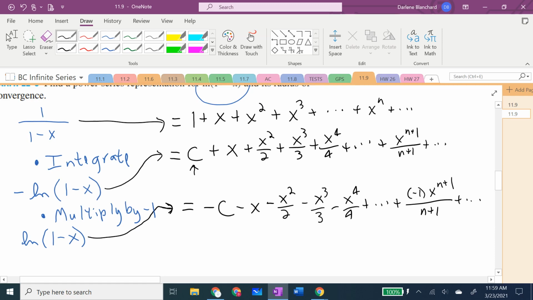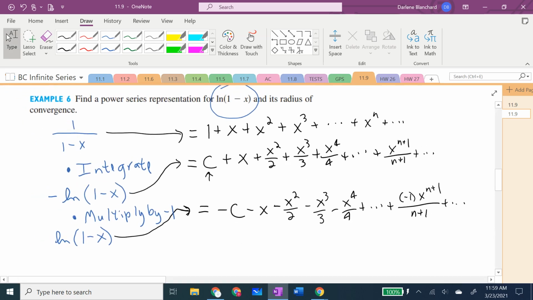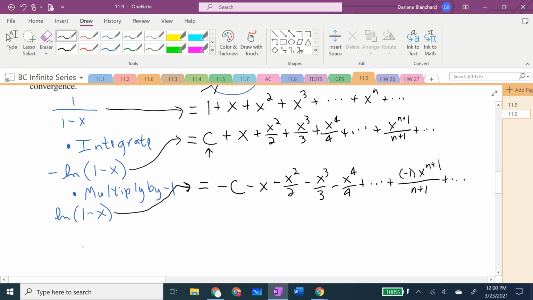Now, let's look at what we actually have here, because we're not quite done. We're supposed to find a power series representation for this specific function. That's a very specific function. That doesn't have a plus c involved. So what we're going to do is we're going to take our last equation, which is, and I'm rewriting it just for the sake of re-emphasis. Natural log of 1 minus x is equal to some constant, and then all this stuff added on.